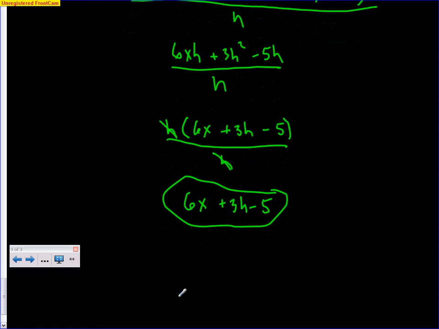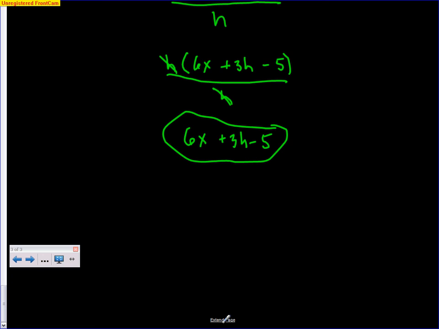Very, very, very good. All right, so let's move on and let's do one more difference quotient and we are done. Remember, the difference quotient once again is f of x plus h minus f of x, all divided by h. All right, here we go. A little bit of a trickier function this time, but actually in some ways it makes the problem a little bit easier as well.